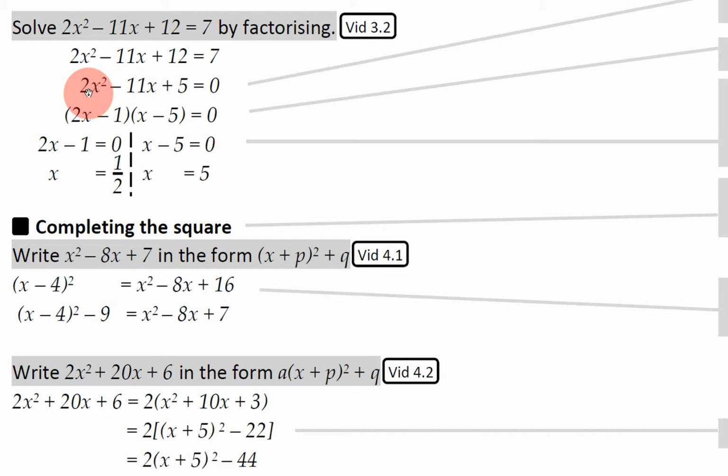Now you can use whatever factorising method you want and turn this into this, and it's still equal to 0 because factorising doesn't change the value. So if that's equal to 0, then so is this equal to 0. Now here's the reason why we had to make it equal to 0.